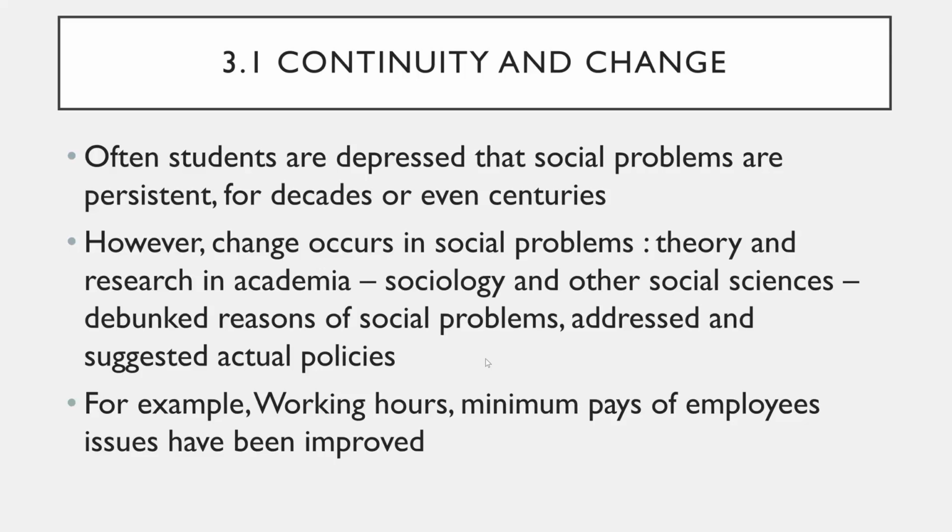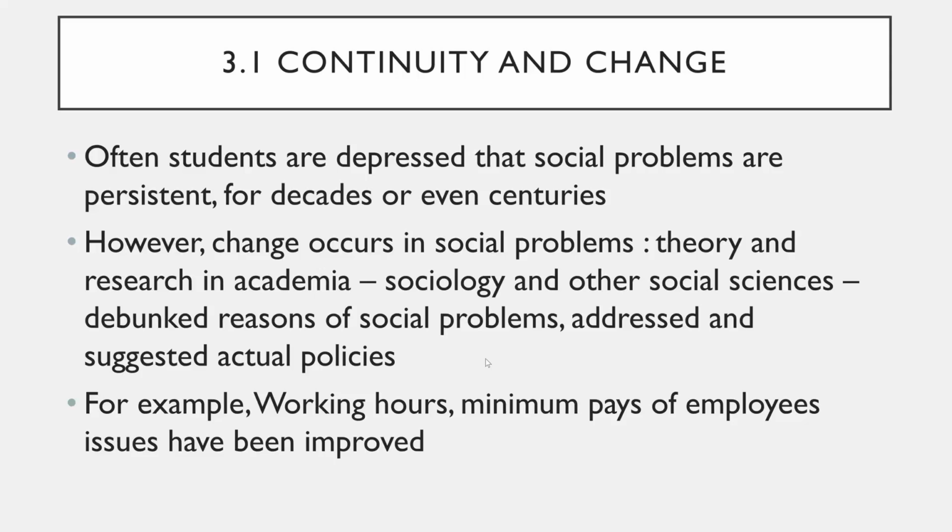Because of the persistence of social problems, we may be very pessimistic about finding ways to solve or decrease them. However, change occurs in social problems. Theory and research in academia have made very big progress by finding the reasons for social problems and suggesting actual policies to solve them.